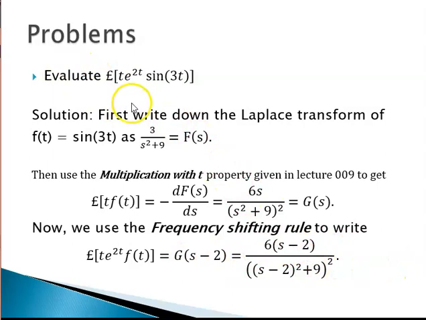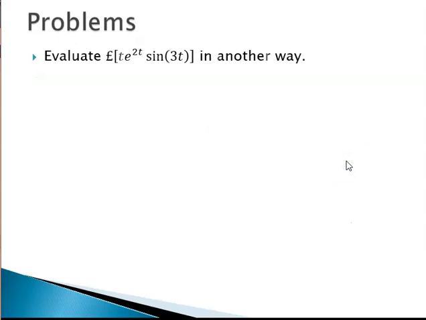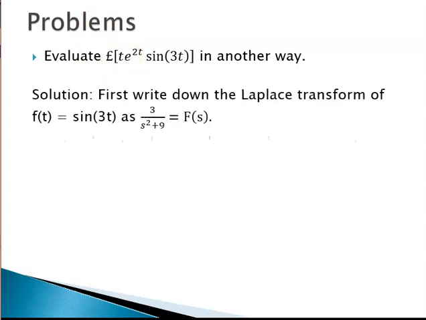So we did it in two steps. First, we used the multiplication with t property, then the multiplication property with e power 2t. Then we'll see the next problem is to evaluate this in another way. We'll first apply the rule for multiplication with e power 2t, then we apply the multiplication with t rule. We'll quickly browse through this.